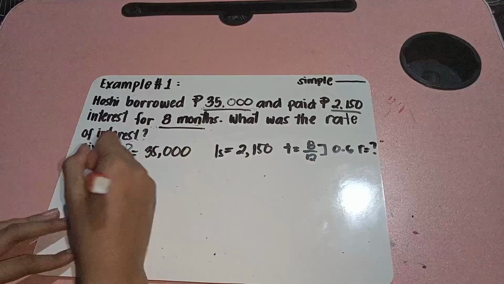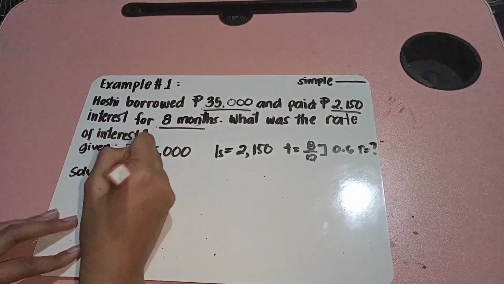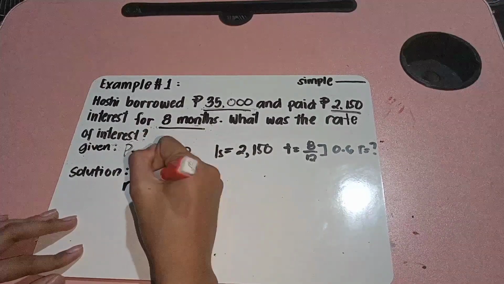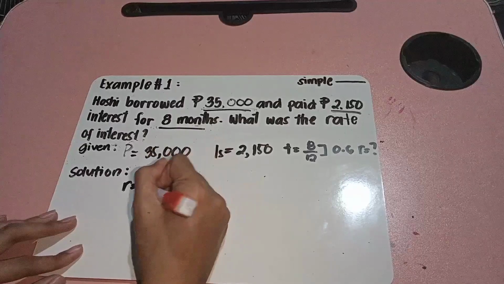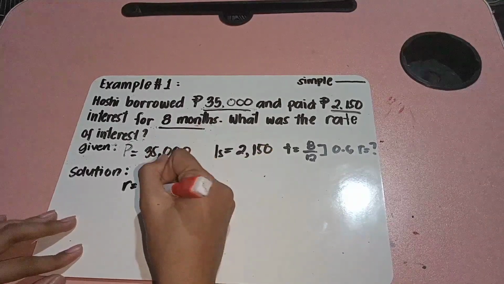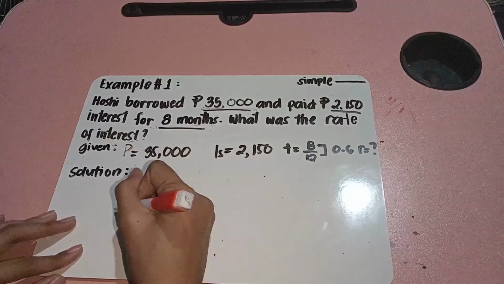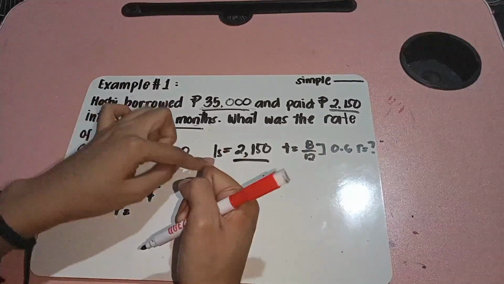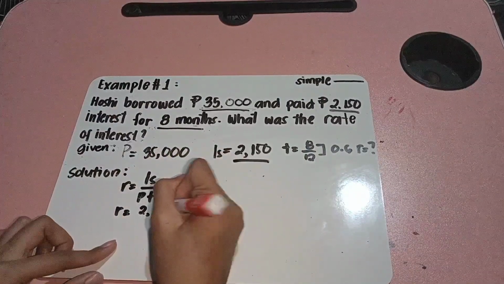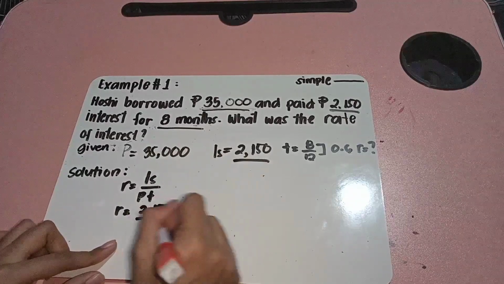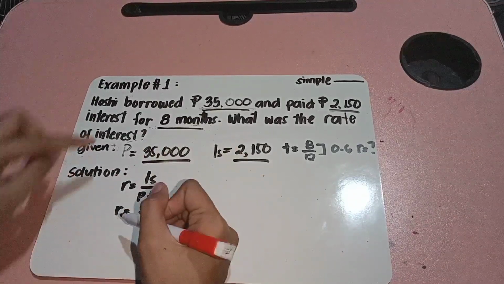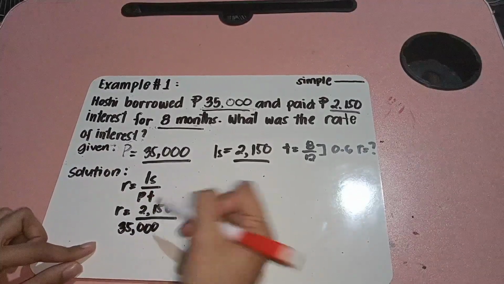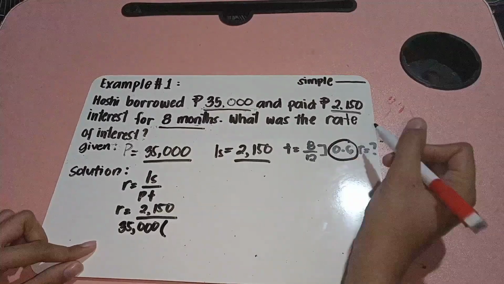For the solution, ang gagamitin nating formula is R is equals to simple interest over P times time. R is equals to 2,150 since yun yung simple interest over 35,000 since yun yung principal natin times 0.6.